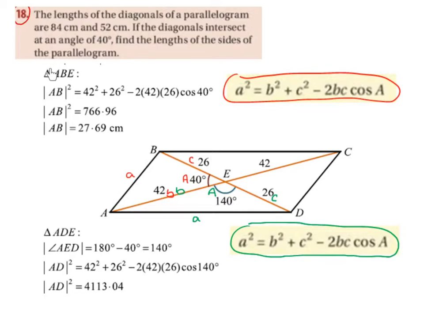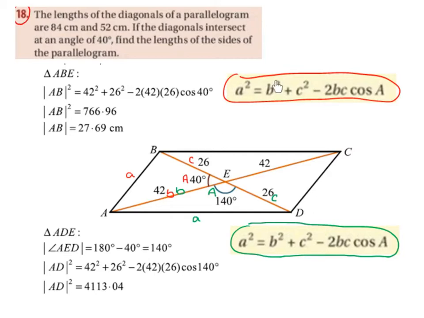Okay, so let's take the triangle ABE, this triangle here on the left. I know the distance from A to E, and I know the distance from B to E, and I know the angle in between them. So I'm going to use the cosine rule to find this side of the parallelogram. I'm going to label my triangle ABC, making sure that the capital A is the angle I'm using. So the 40 degrees must be the capital A, and the side opposite it can be lowercase a. The B and the C, it doesn't matter what way you label them. I've decided to label the 42 as B and the 26 as C.